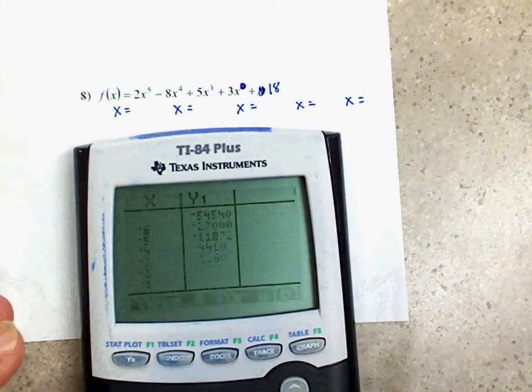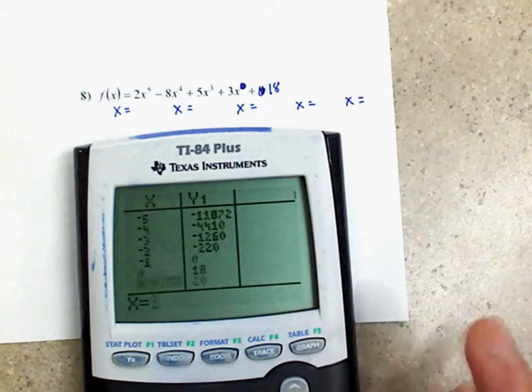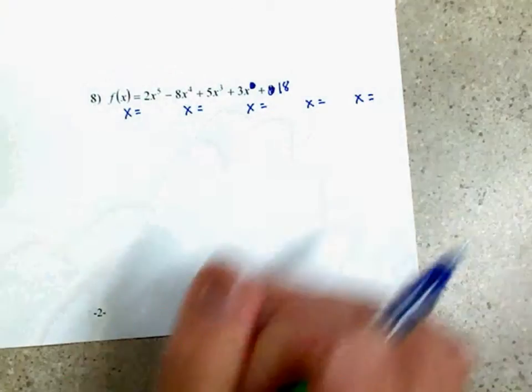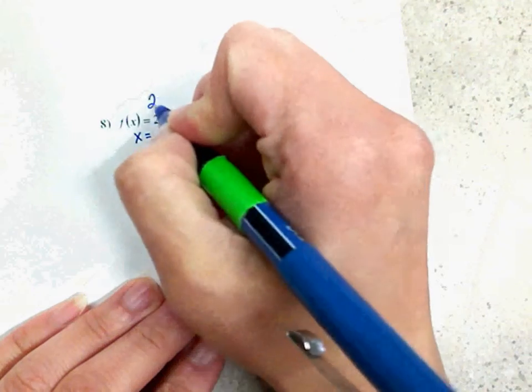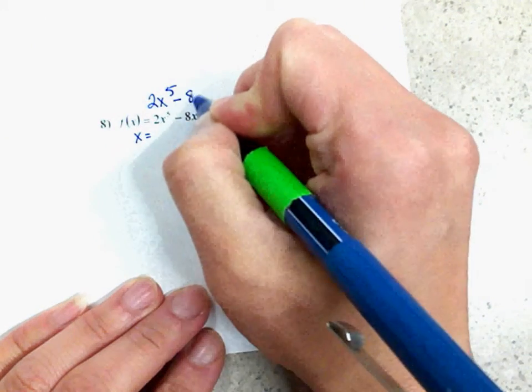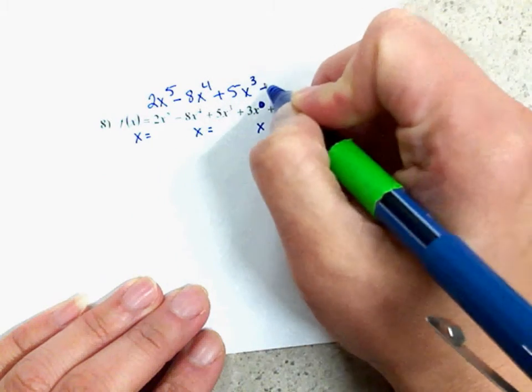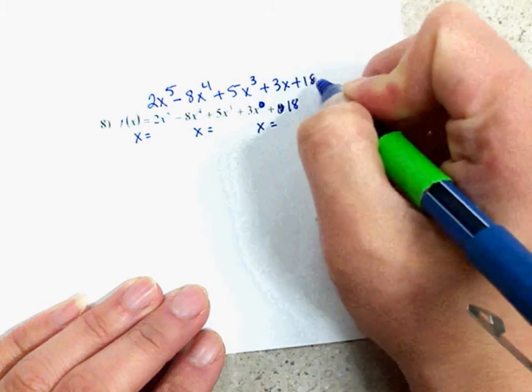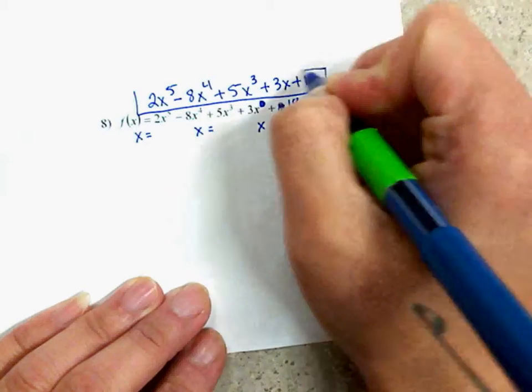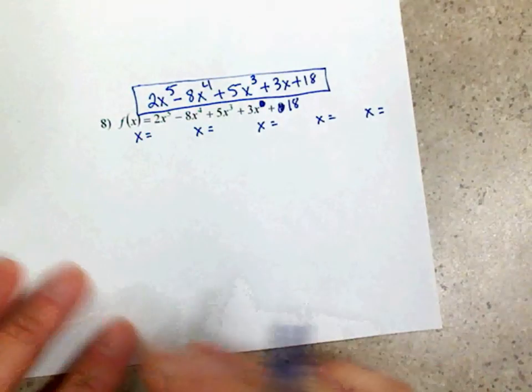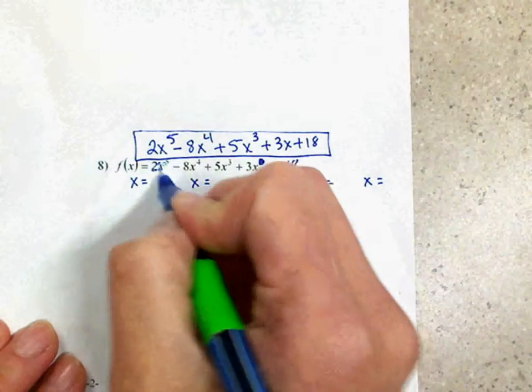All right. So let me rewrite this equation. 2x raised to the 5th minus 8x raised to the 4th plus 5x raised to the 3rd plus 3x plus 18. There's your equation for number 8. Okay? So ignore all this. Here we go. All right, let's see what answers we can find.